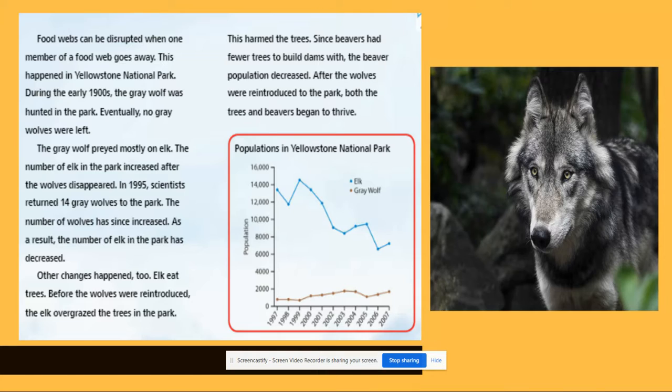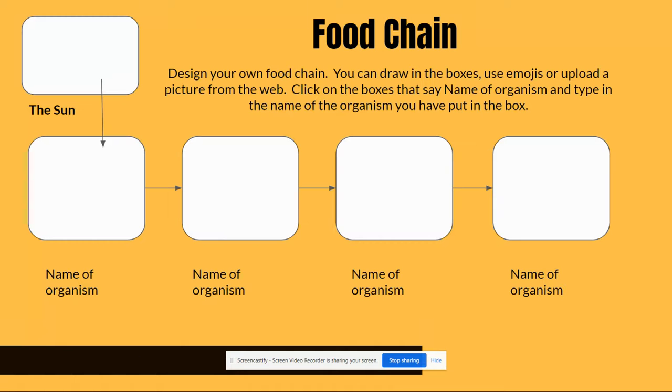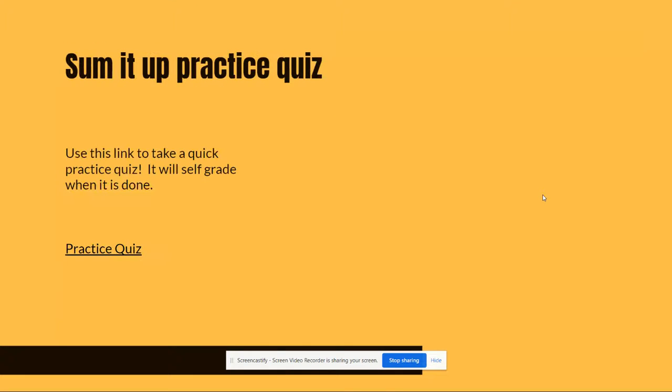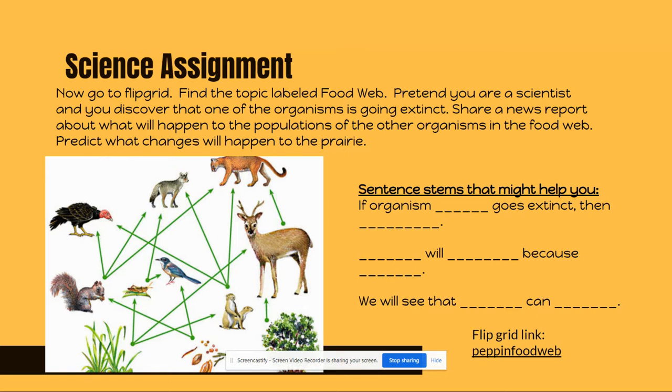Your 3 assignments for this week are going to touch on ecosystems and how energy is transferred. The first part of your assignment is going to be creating your own food chain. You're going to start with the sun, and you're going to go from producer to consumer. After that, you're going to take a practice quiz that is going to ask you about the different types of consumers. Last but not least, you are going to create a flip grid.